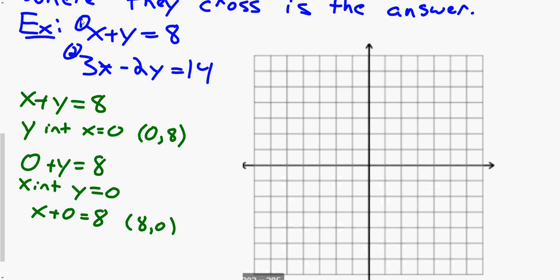Now, if you look, 1, 2, 3, 4, 5, 6. I don't have enough grids on here. So what I'm going to do is I'm going to go up by 2s. Okay? 2, 4, 6, 8. 2, 4, 6. And then I'm going to graph it. Like that. It's close enough.